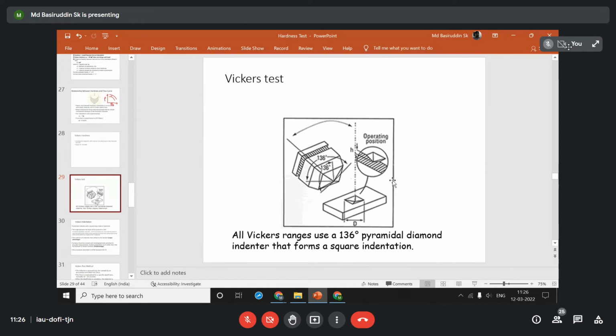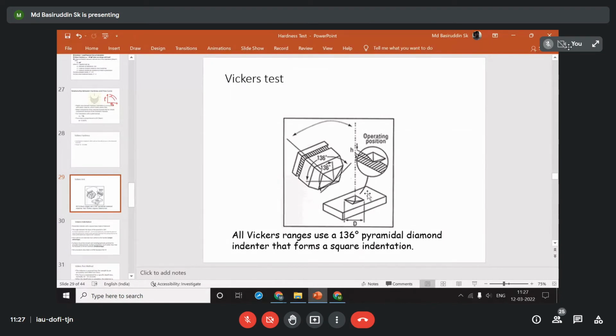So therefore, if these things are kept fixed, that means we are fixing the small d by capital D ratio, which is 0.375. So if you change the load, in all cases you are fixing the phi values, the theta values, and accordingly the hardness number. And the impressions that you will find after the Vickers test will be square in the top projected view.